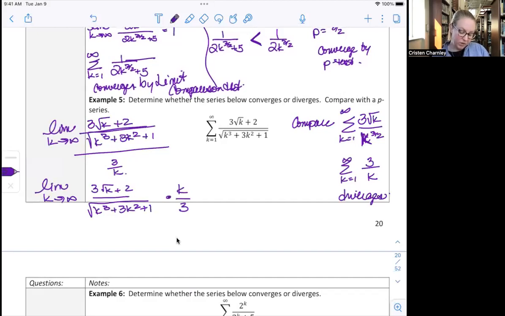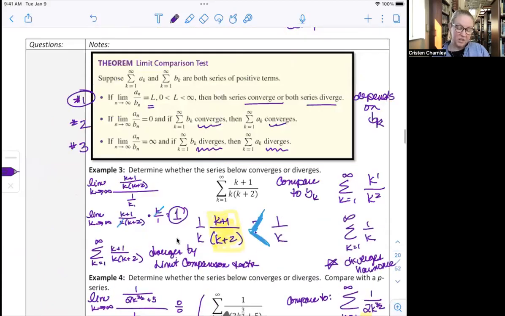You can use L'Hopital. You can look at those exponents, but you'll be left with a k to the 3 over 2 in the numerator. And in the denominator, a 3, that coefficient, and k to the 3 over 2. Basically, everything else is insignificant. The +2, the +1, the 3k squared, those are all insignificant. So this becomes fun.